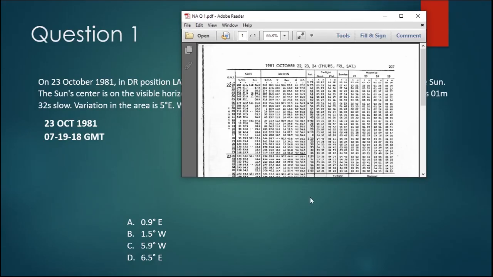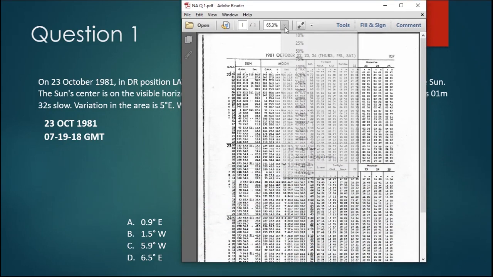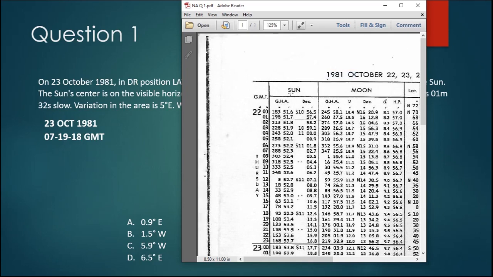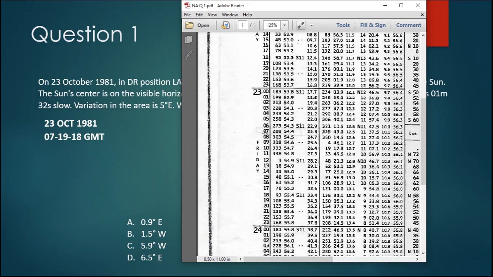Let's scale this out a little bit here and blow it up so we can read it. We're looking for 23 October and the 07 hour. And here we are, 07. And again, we only use the declination for amplitudes. We're not concerned with the Greenwich hour angle. And here our declination is south 11 degrees, 23.8 minutes.